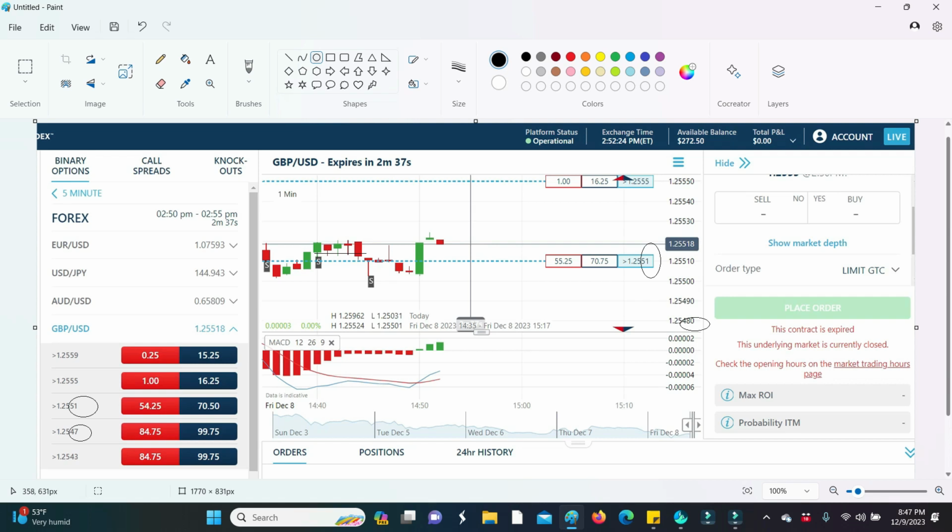So you would have clicked the blue, and then that's when you would have got in, and you would have got this. This is what you could have done at the beginning of this candle. Okay. So now let's move on to these candles here. 1, 2, 3, 4, 5.